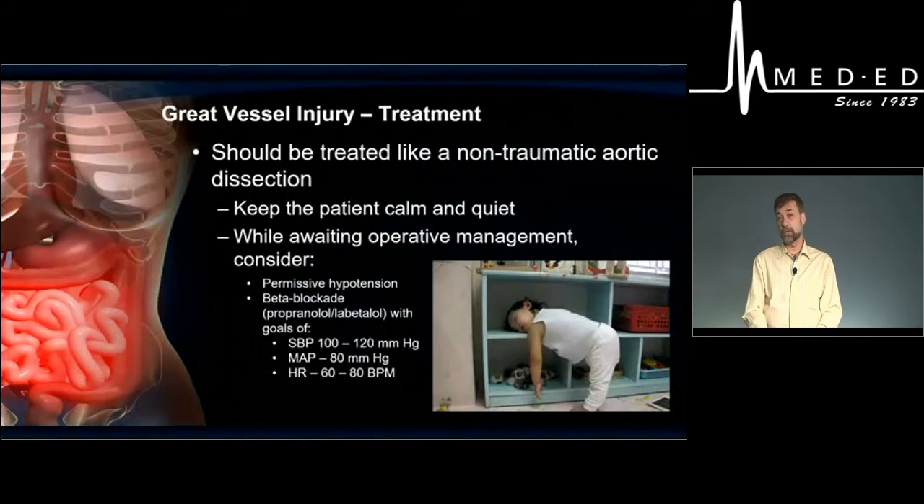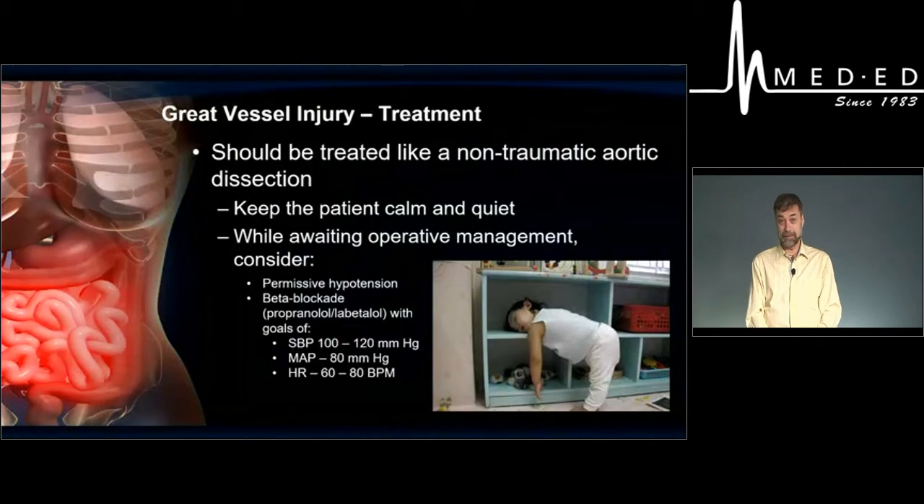Now, overall, we're going to treat aortic injuries or great vessel injuries of any kind for that matter, much like you would treat a non-traumatic aortic dissection. Have you cared for a patient with an aortic dissection? Those are pretty scary patients, aren't they? They tend to deteriorate very rapidly, and we're always worried about that aorta rupturing.